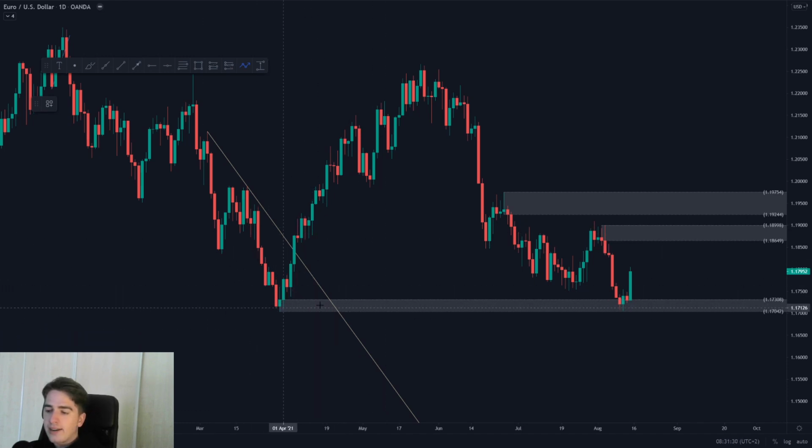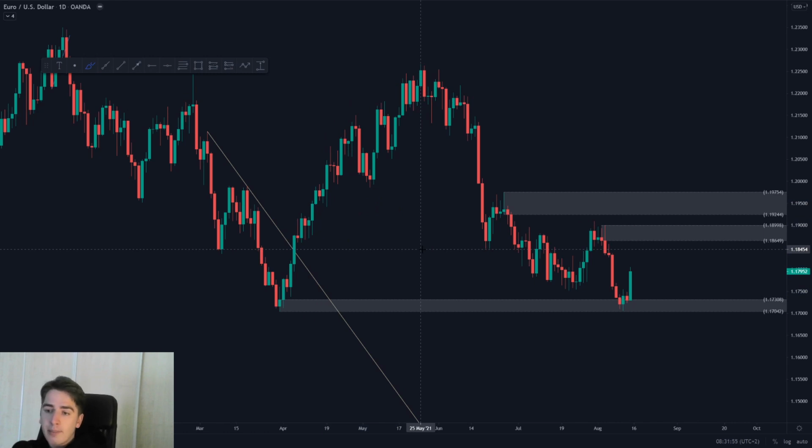And down below over here, this zone is called a drop, a base, and a rally zone, so a DBR zone. And what we can see is that once that zone is created by the basing structure down below over here, we see a massive impulsive move back up towards the highs. So when drawing in these zones, that is exactly what you want.